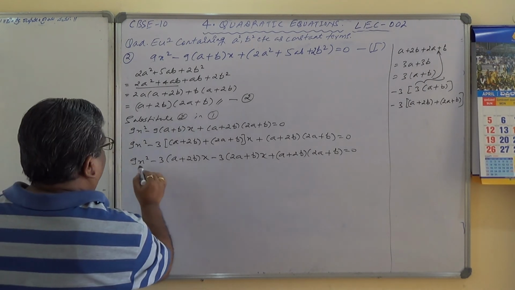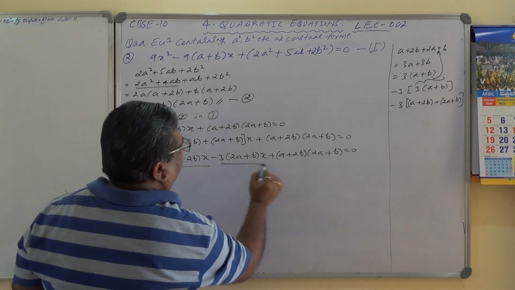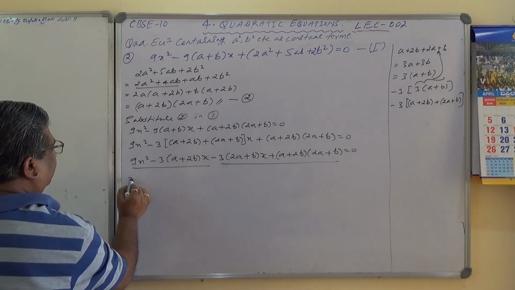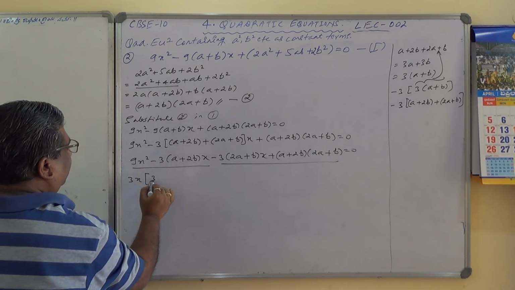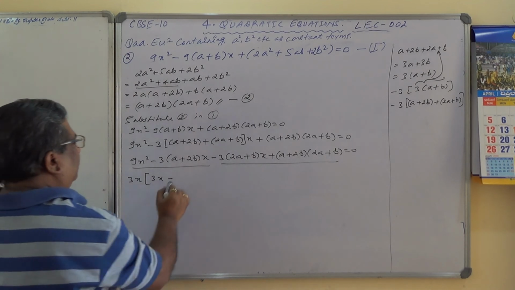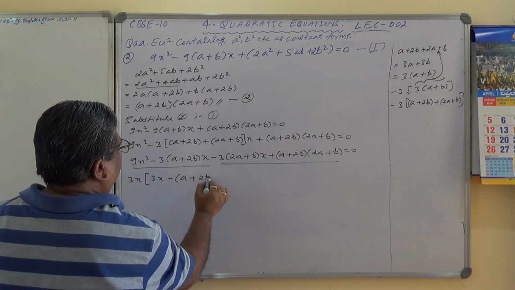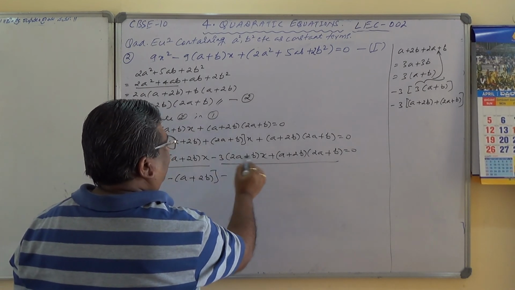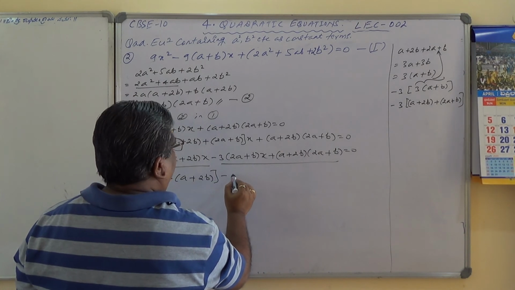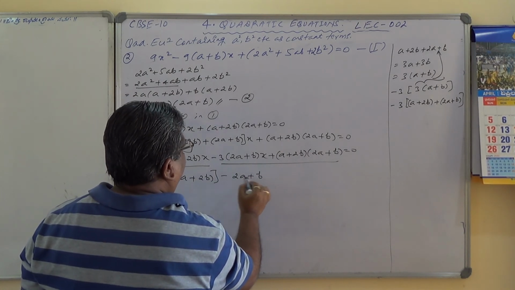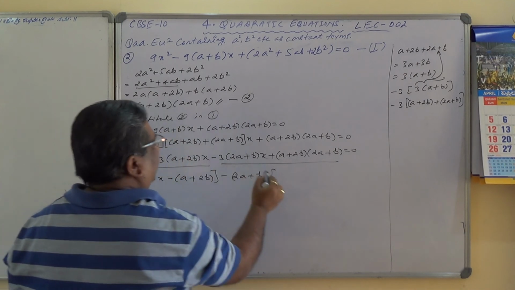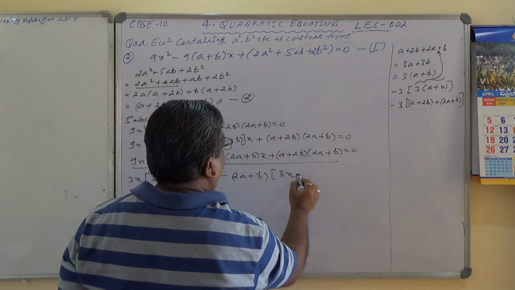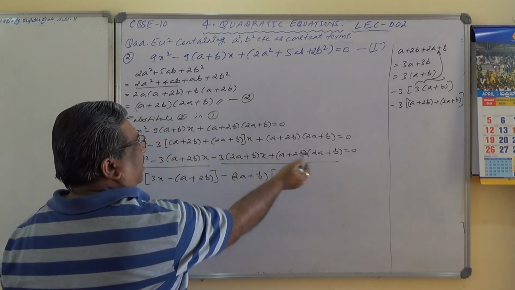Now here, out of this you take common and out of this you take common. What is common here? 3 and x. Remaining 3x minus a plus 2b. Minus 2a plus b is common. Remaining minus 3x, which is nothing but 3x basically, and minus 2a plus b, a plus 2b remaining.